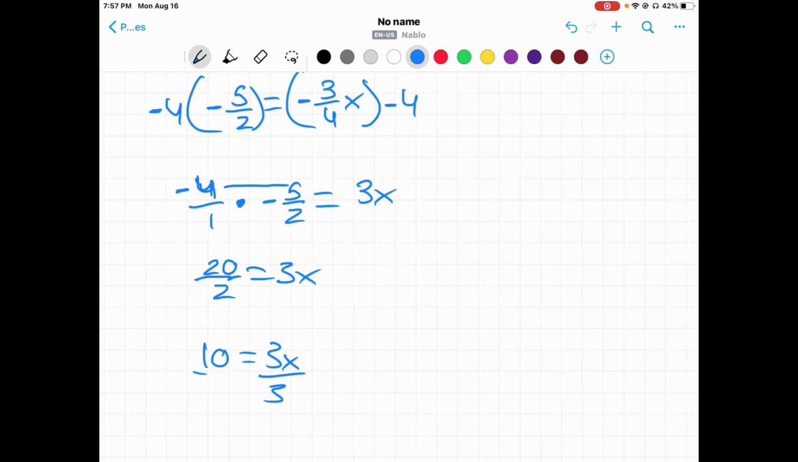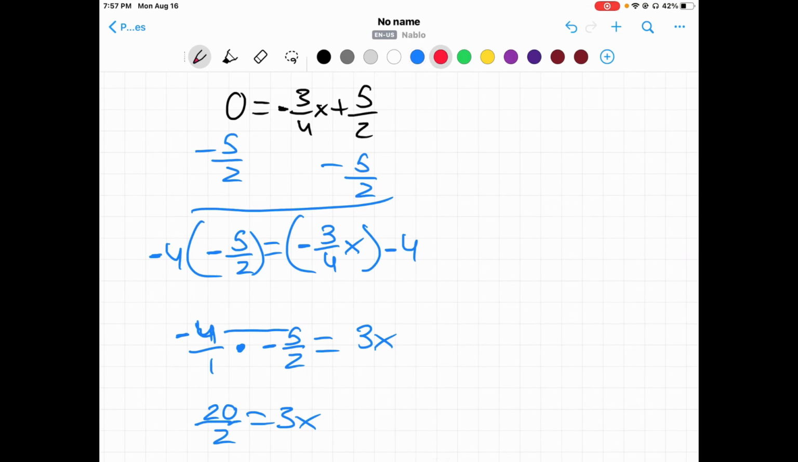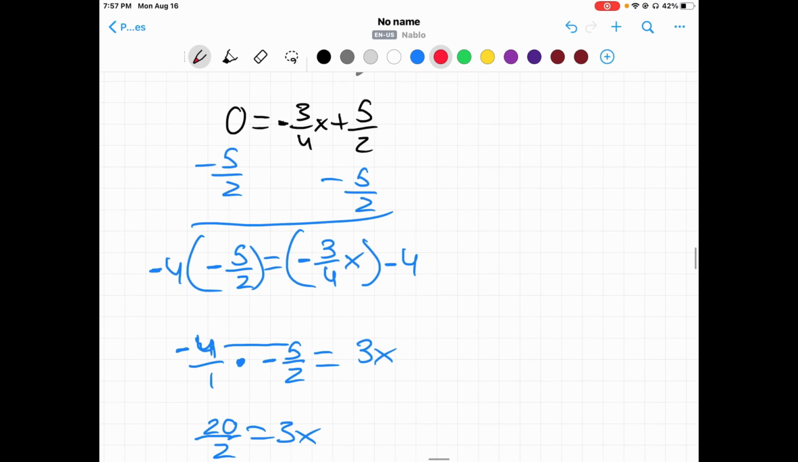Divide both sides by 3. These two cancel out, and we would end up with x being equal to 10 over 3 when y equals 0. So now we know that our y-intercept is 5 over 2, and that our x-intercept is 10 over 3.